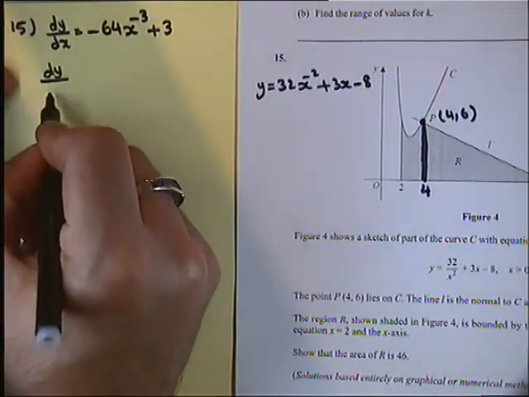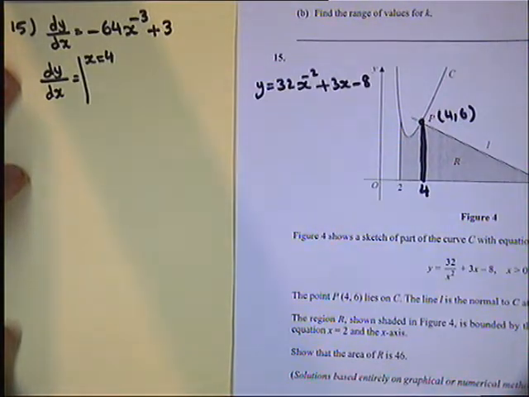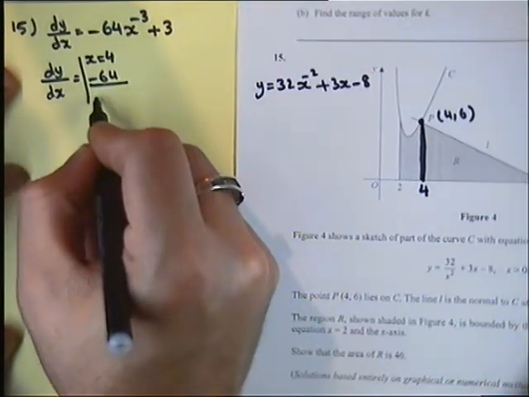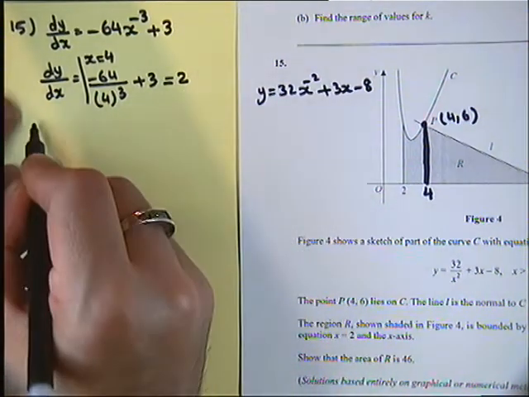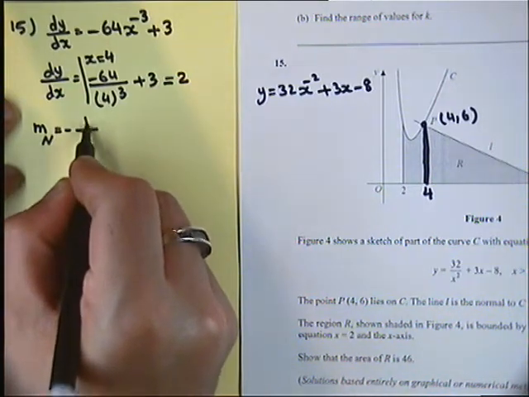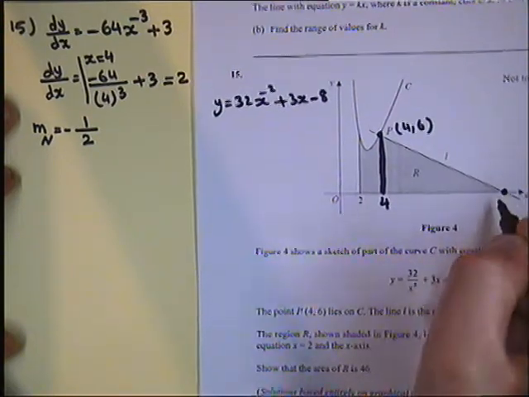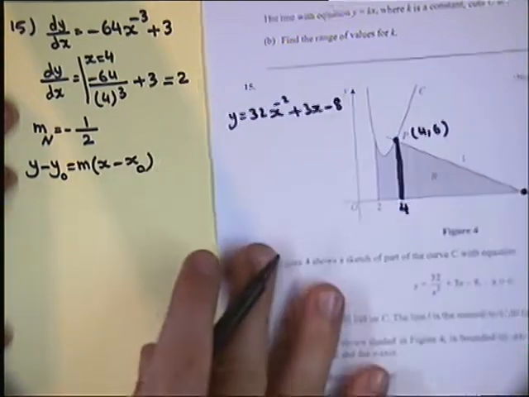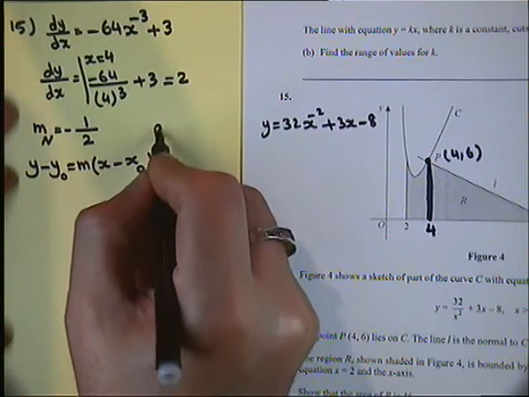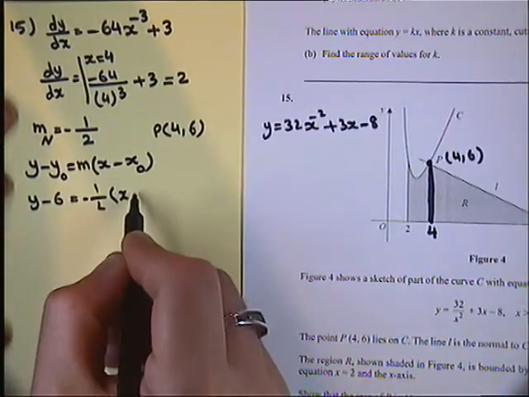Now we need to work out dy over dx when x equals 4. If we sub into minus 64 over 4 to the power of 3, add 3, that equals 2. Therefore, the gradient of the normal is minus 1 over 2. Let's write an equation for L: y minus y naught equals m times x minus x naught. We've got a coordinate on the line, which is 4 and 6, and the gradient, which is minus half. So y minus 6 equals minus half times x minus 4.